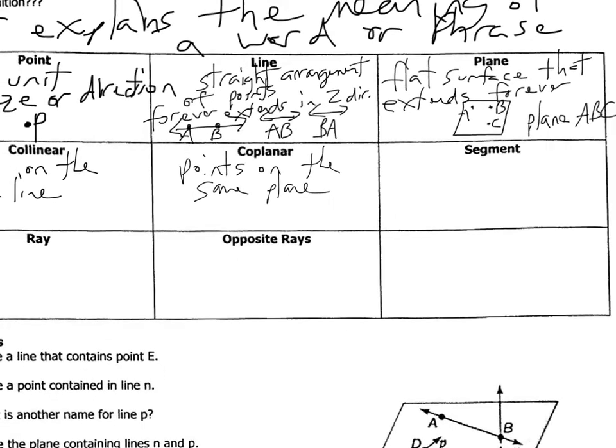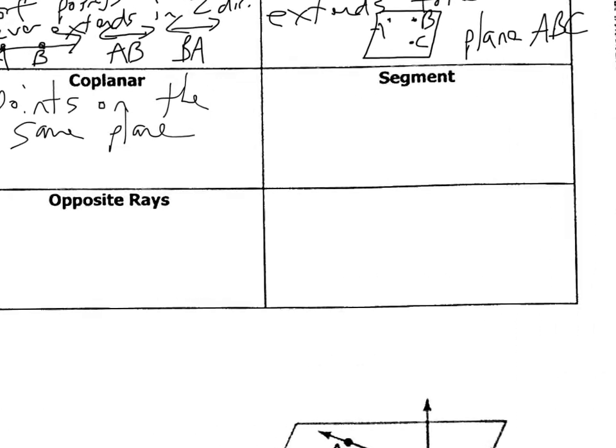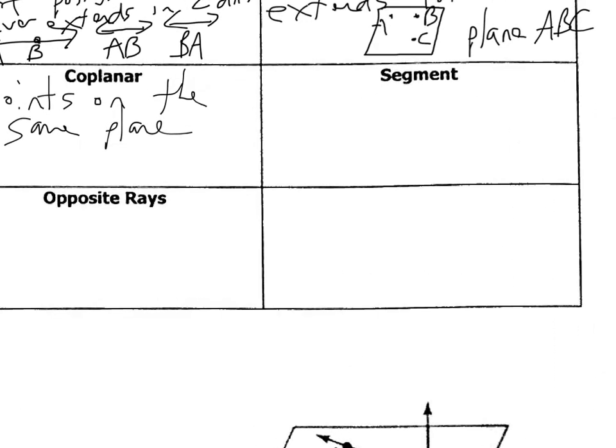Okay. Well, we talked about a line extending forever in 2 directions. Now you have a line segment. It's different than a line, and you name it differently. It looks different. It consists of 2 endpoints, and consists of all the points in between.